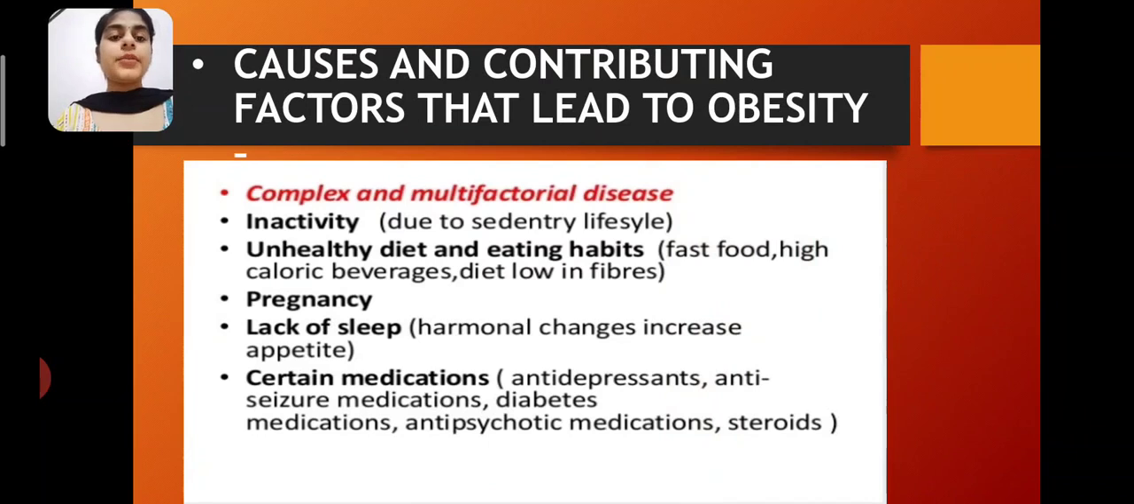Then, causes and contributing factors that lead to obesity. Complex and multifactorial diseases. Inactivity due to sedentary lifestyle. Now you can see our online classes are on, and we just lack exercise in our daily life. Unhealthy diet and eating habits, fast food, high caloric beverages, diet low in fibers, lack of sleep, hormonal changes, increased appetite, certain medications, antidepressant, etc. These all factors lead to a disease called obesity.